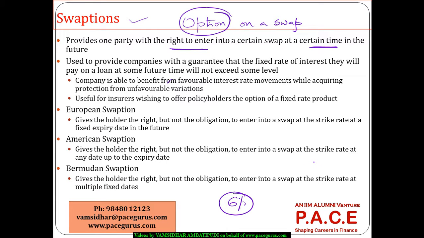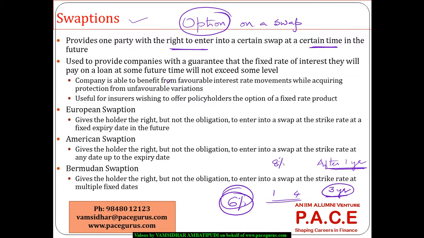It's as good as like this. Okay, I want a loan, right? A company wants a loan, and not now, after 1 year. After 1 year, it wants a loan, and that typical loan it wants for a 3-year period. So between 1 year to 4 years, it wants to go for the loan. Now, it wants to freeze on that interest rate. So it wants to pay only an 8% interest rate.